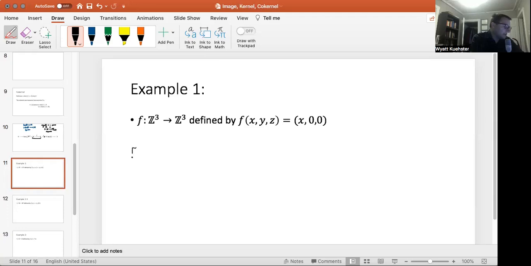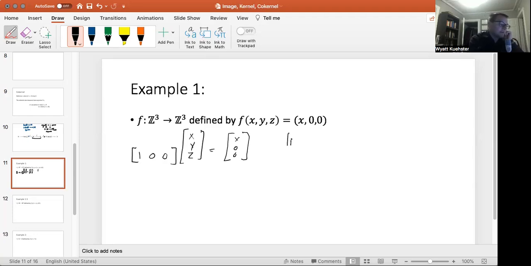And in matrix form, maybe you can write it as 1, 0, 0. It's like this matrix, because if I multiply it by (x, y, z), I get (x, 0, 0). So sometimes you can write it in this matrix form. We want to compute the kernel, image, and cokernel of this.